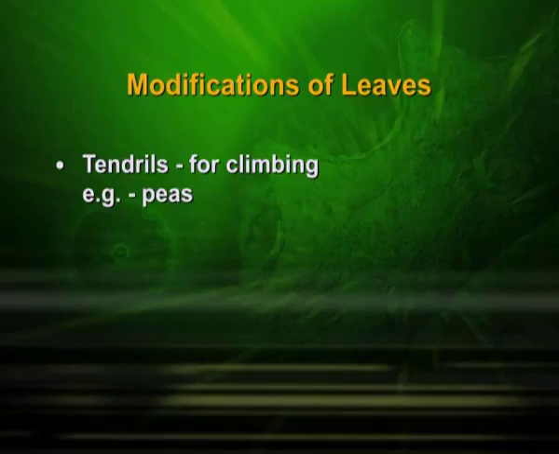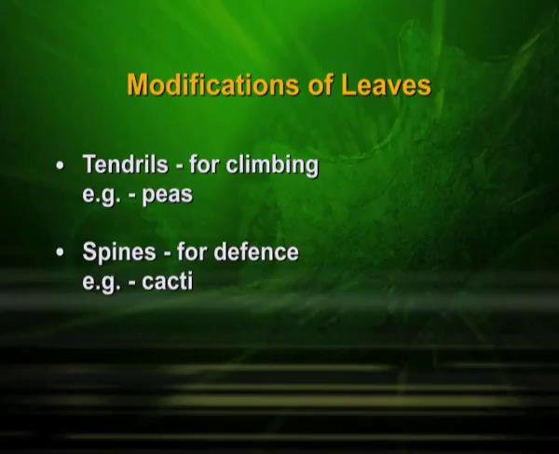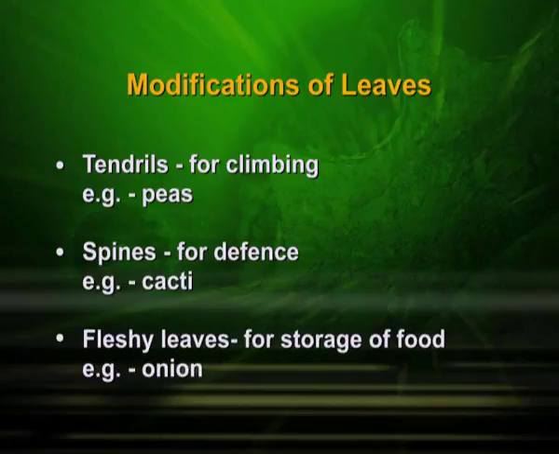Leaves are also modified for various different purposes. For example, in case of peas, the leaves are modified into tendrils for climbing purposes. In case of cacti, they are modified into spines for defense purposes, whereas in case of onion, the fleshy leaves are modified for storage of food.